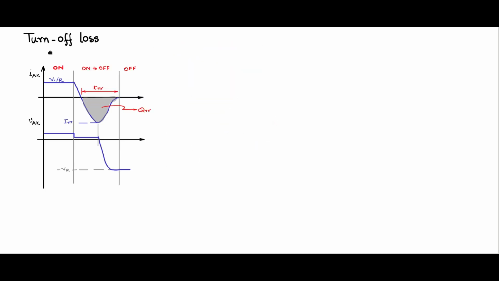Let us now estimate the turn-off loss in a diode. We have seen the turn-off characteristics in a diode. It looks like this, and we have discussed this. And this is the reverse recovery time, and this is the reverse recovery charge. During the turn-off process, this reverse recovery charge has to be removed. Then the diode goes into the off state.